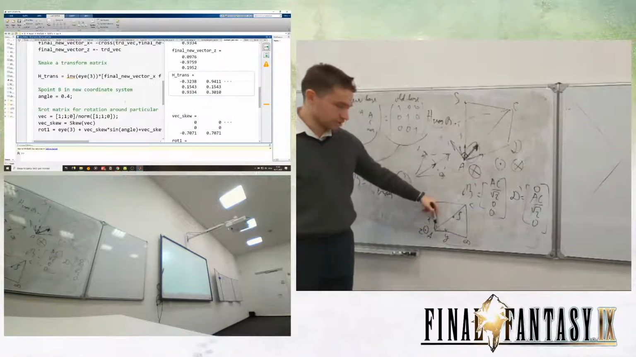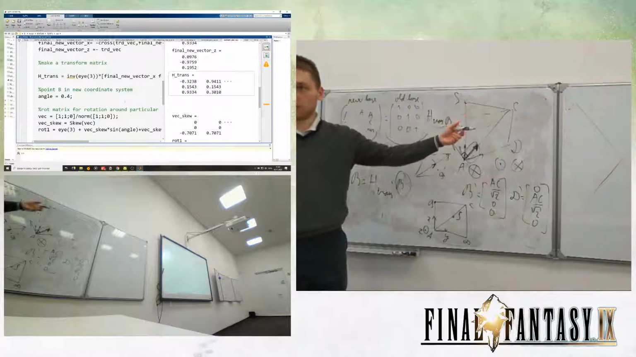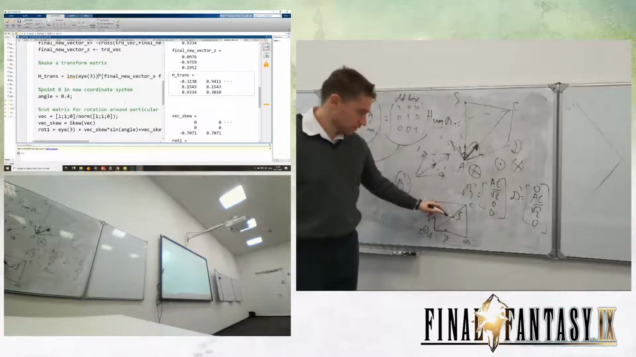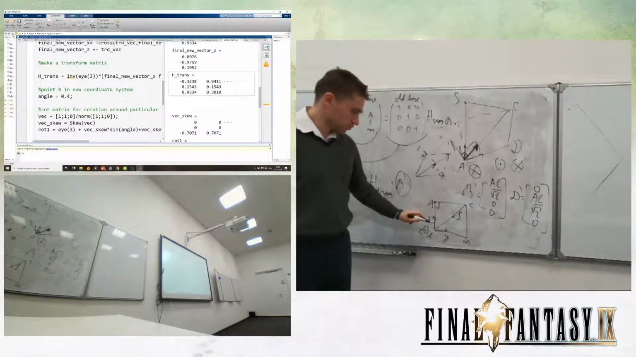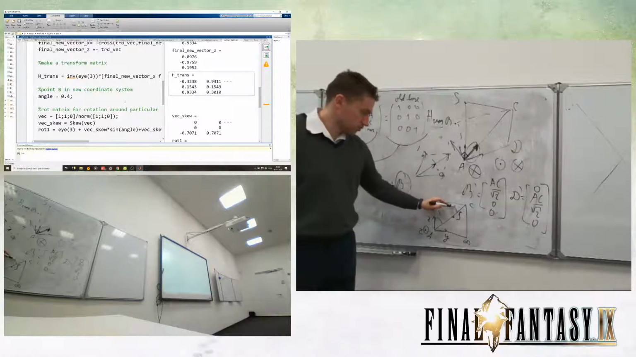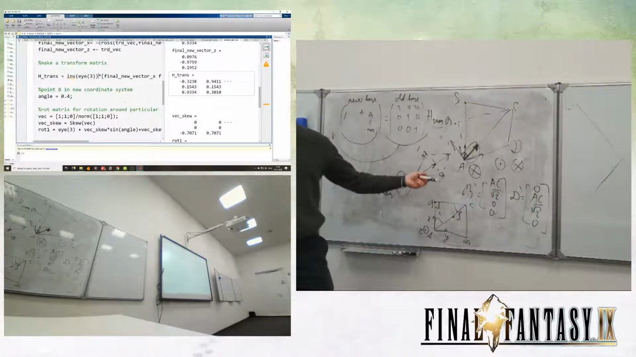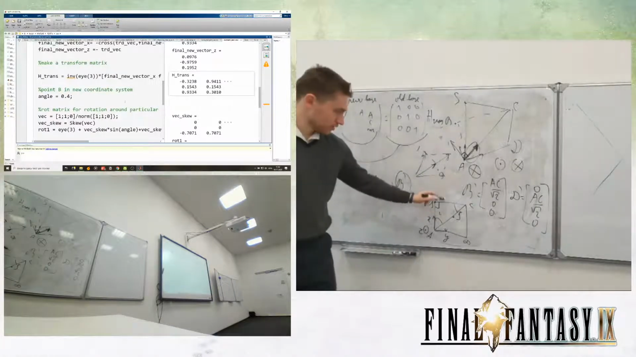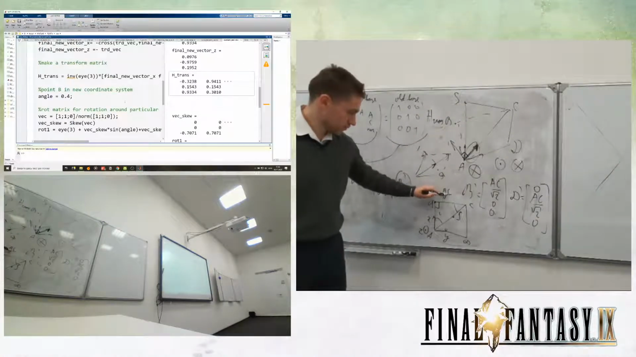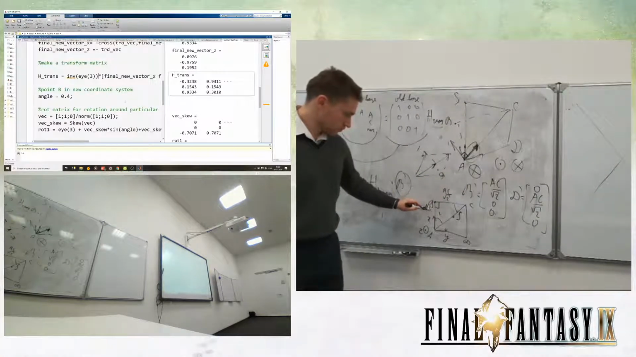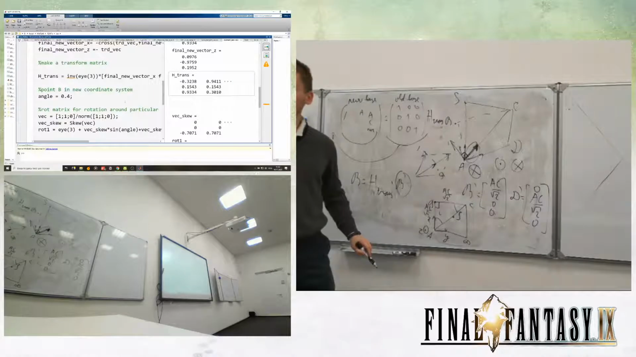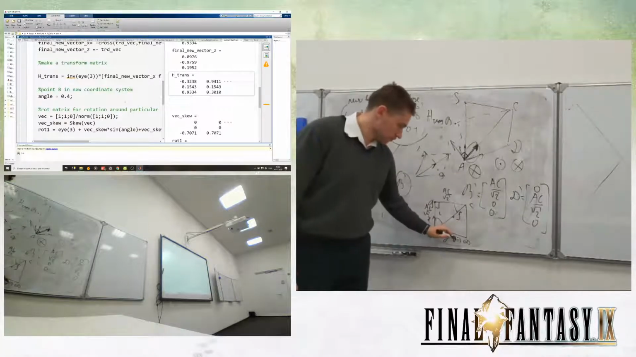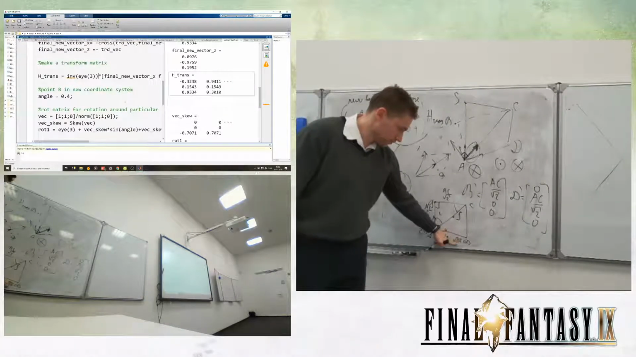We know only AC because it's provided to us. We know this length. But we also know that it should be 90 degrees and it should be equal. You have a square, so it will be the same there. I hope you get it.